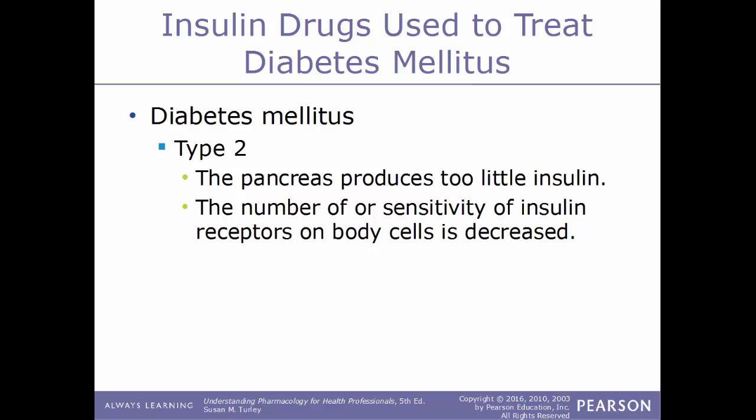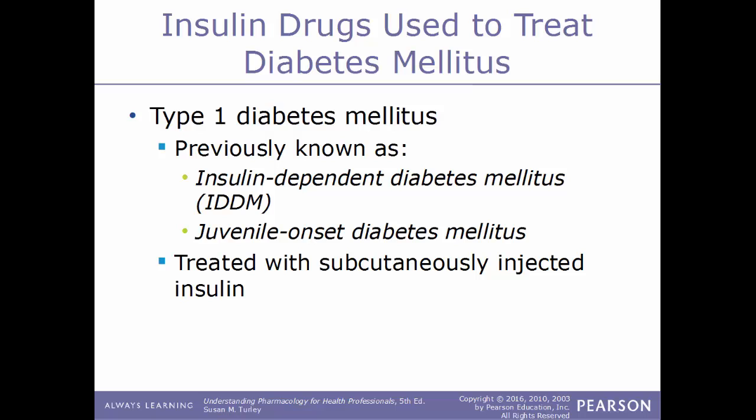Type 2 diabetes, this is where the pancreas produces too little insulin, or the number of insulin receptors or their sensitivity to insulin is decreased. Type 1 diabetes mellitus, this is previously known as IDDM, insulin-dependent diabetes mellitus, or also juvenile onset diabetes mellitus. And this is treated with subcutaneously injected insulin every single day.